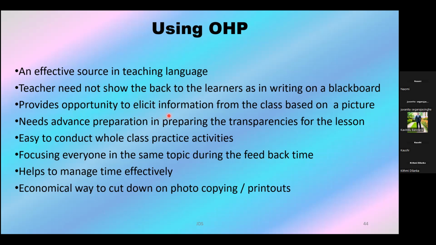It provides an opportunity to elicit information and discussions, when we are having common class discussions. During the presentation stage, when a discussion is being done, or during the final production stage, when we are giving feedback, we can highlight the mistakes made by the learners using the OHP and give common feedback.